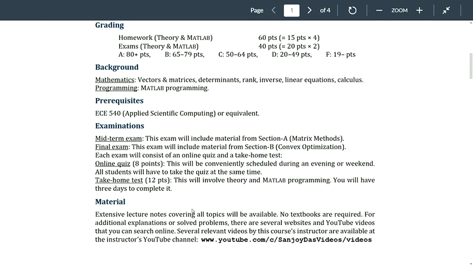Each exam will have both an online quiz, 8 points, and a take-home test of 12 points. That's how I get the 20 points for each. 8 plus 12 equals 20. Okay.